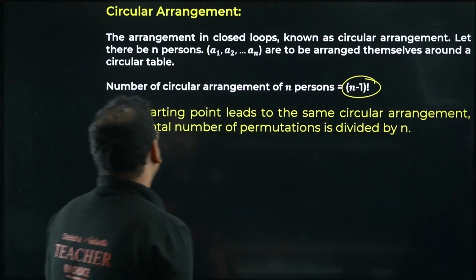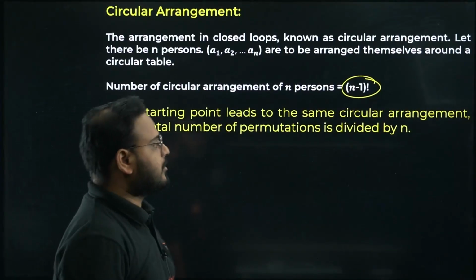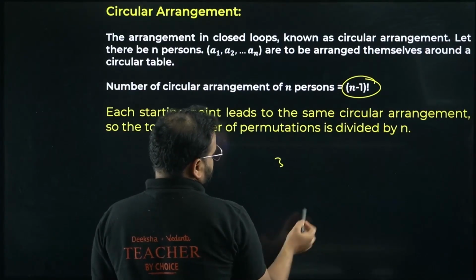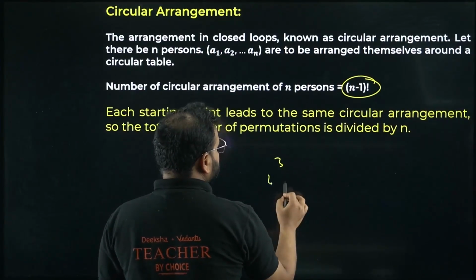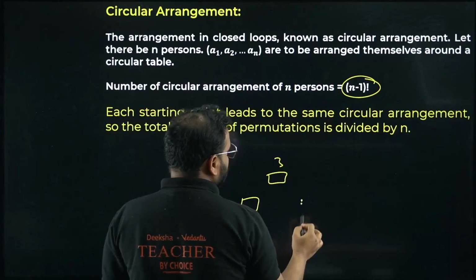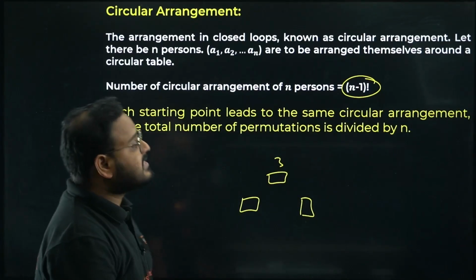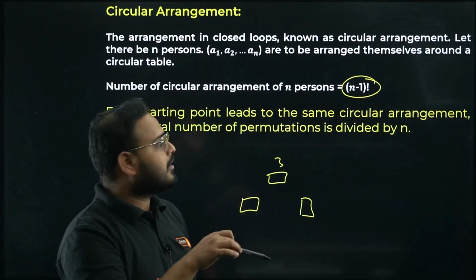Think about it now. Each starting point leads to the same circular arrangement, right? So if you take, let's say, a case of 3. I have taken the case of 3. So first is over here, second is over here, third is over here. Each starting point leads to the same circular arrangement, right? Because it's the same circle.